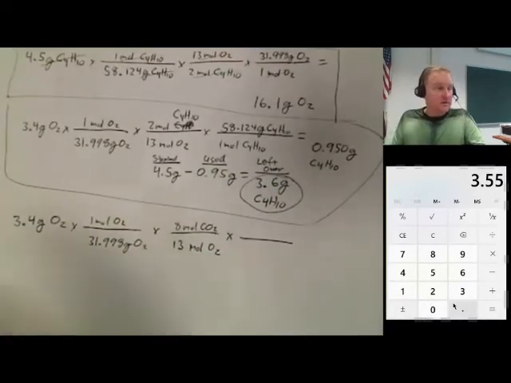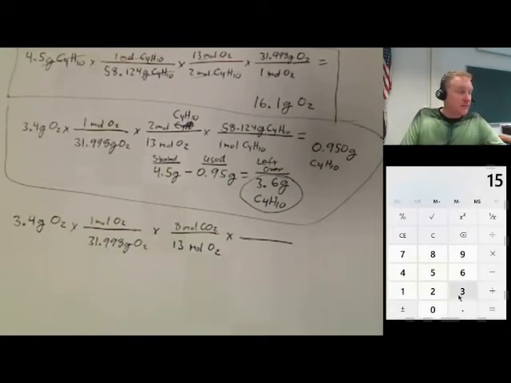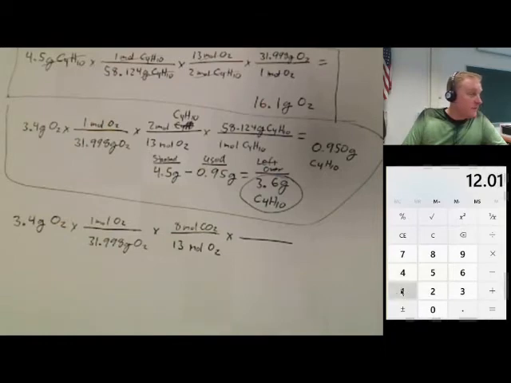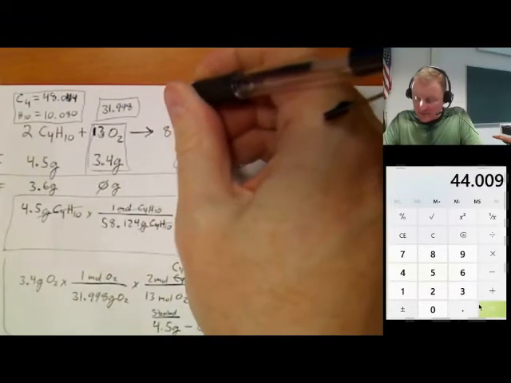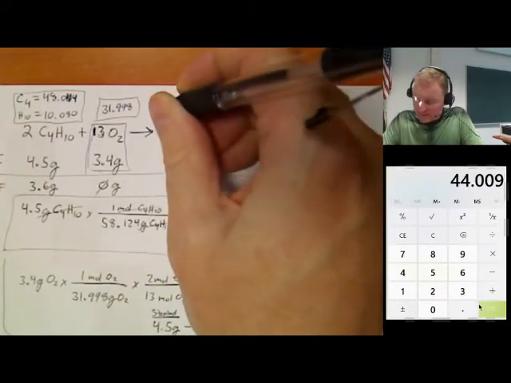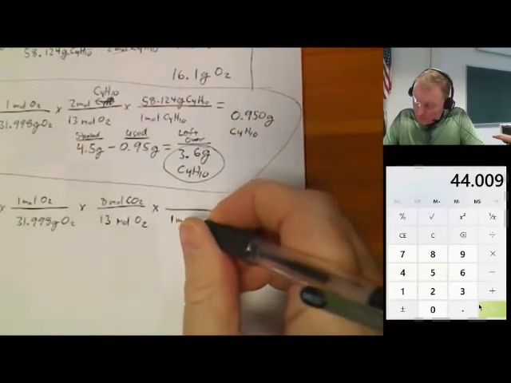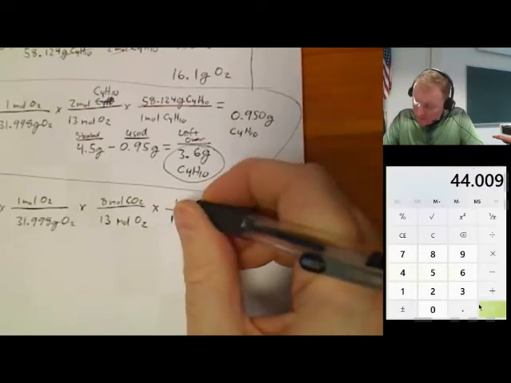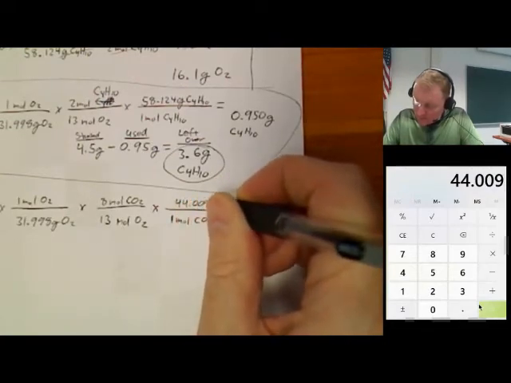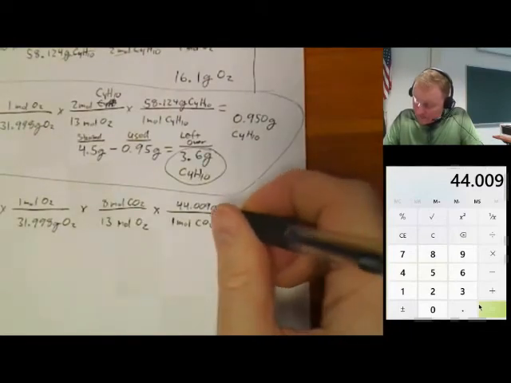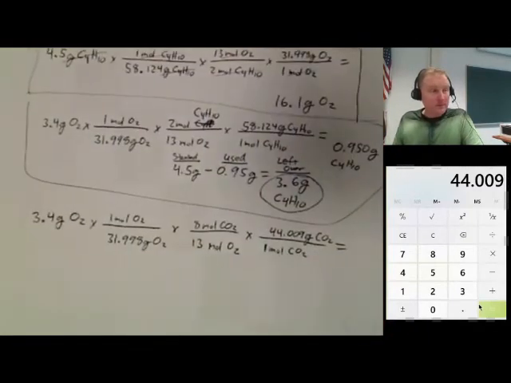Now we're going to do the molar mass of CO2, which will be oxygen, which is this, times 2, plus a carbon, which is 12.011. So our molar mass of carbon dioxide is 44.009. And I'm going to put that number over here. For every 1 mole of CO2, I've got 44.009 grams of CO2. Okay, let's plug that one in.